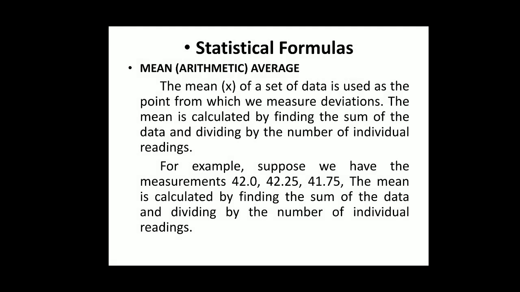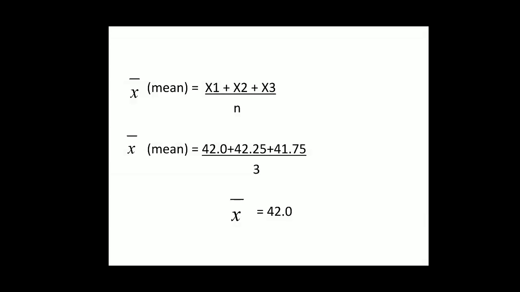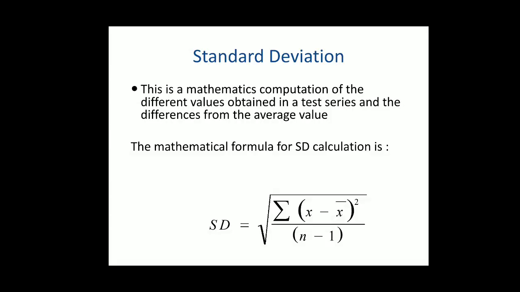So mean, you all know how it is done. Suppose we have measurements like here it is given, 42, 42.25 and all these measurements. So how do we calculate the mean? We add and we divide by the number of measurements. Okay, so we get a mean value. All this work is done in the instrument itself, the calculation of the mean. So why do we require the mean value? To see if the value is within the quality control limit.